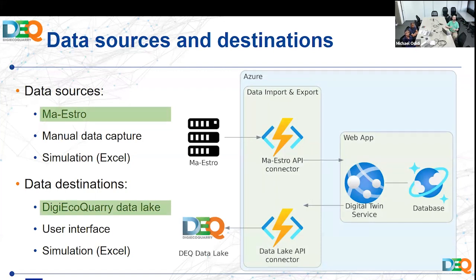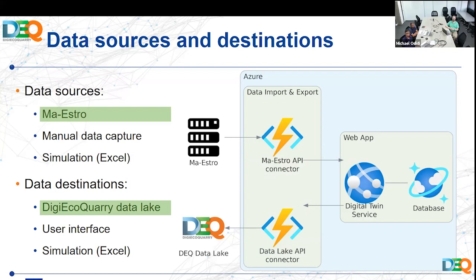So if we look at the first data source and the first data destination, so Maestro, the source of data, and the DigiEcoQuarry data lake. Our system is hosted in, or will be hosted in Microsoft Azure. We have a web application, it's the backend, has an API, and backing that is a database. We're then using Azure Functions to do the import and exporting of data. So these functions can, for example, run on schedule, or they can be triggered by different events. So that gives us a lot of flexibility there.